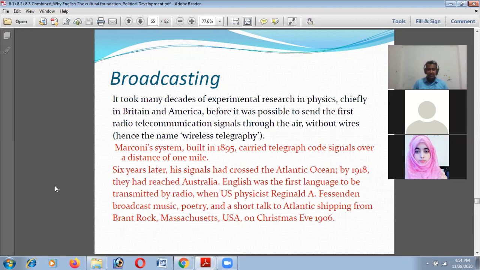When US physicist Reginald A. Fessenden broadcast music, poetry, and short talk to Atlantic shipping from Brant Rock, Massachusetts, USA on Christmas Eve 1906. So in case of broadcasting, radio played a very significant role. And in this regard, Marconi invented radio. And apart from that, gradually news and other cultural issues were broadcast through radio, and the language is English.